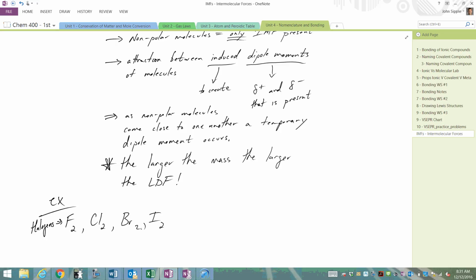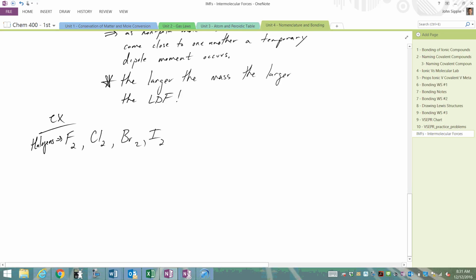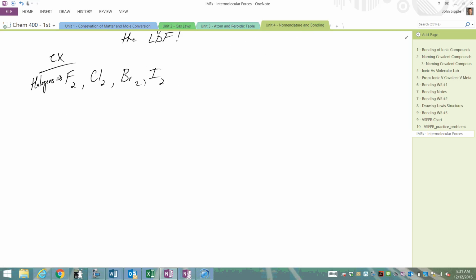Wait, so all of those have the LDFs? Oh, yeah. Everything that has mass, which is every molecule, has LDFs in it, no matter what. Okay? So, increasing mass.